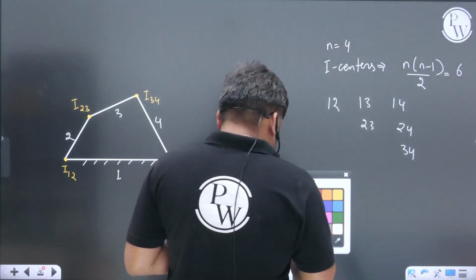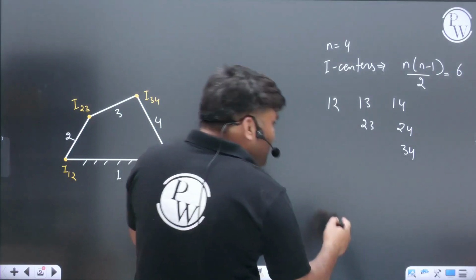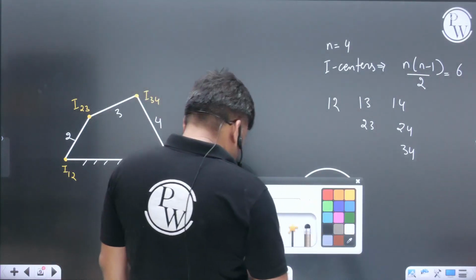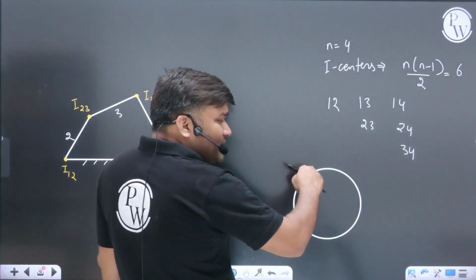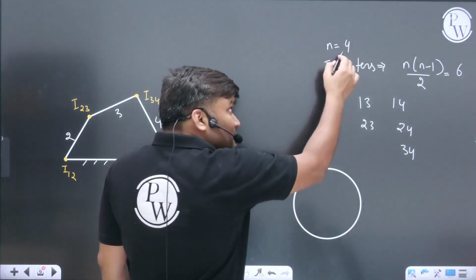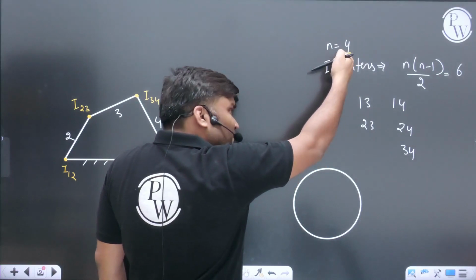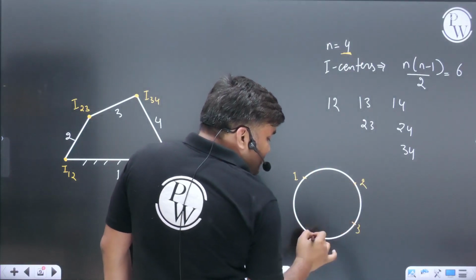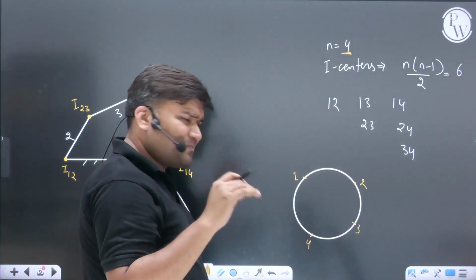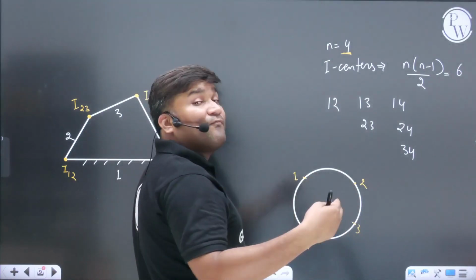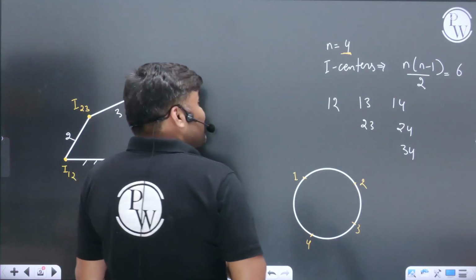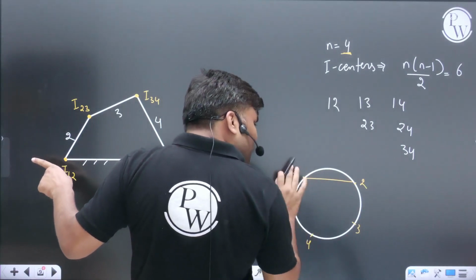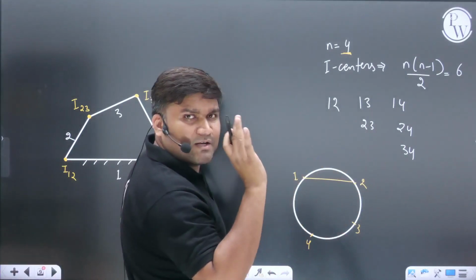We generally do some rough work also here. You will draw a circle and mark as many points as the number of links, here 4. Whatever is the number of links, that many points you have to mark. Here this is link 1, this is link number 2, link number 3, and link number 4. These four points represent the 4 links. And the instantaneous centers you have already got: 1 2, this line represents the instantaneous center for 1 and 2. For this pair we have already calculated it. Getting the point?